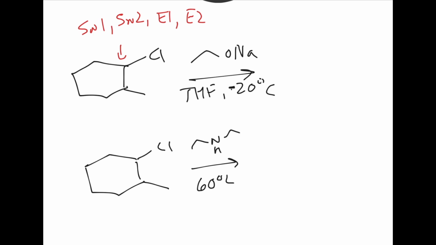Right. So it is secondary. This is charged. Right? So it's got a metal, so I can eliminate the ones. Minus 20 degrees. Is that cold or hot? Pretty cold. So that means we're going to eliminate eliminations. So we're going to do an SN2 reaction.